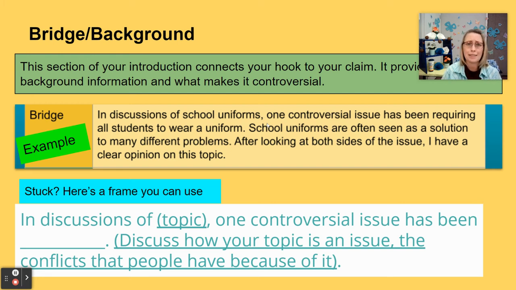Now be careful because a number of students just plugged their topic into the second sentence. So they had something like, in discussions of college athletes, one controversial issue has been requiring all students to wear a uniform. What? No. And then they'll say, college athletes are often seen as a solution to many different problems. That makes no sense. So use the frame, but fill it in for your topic, something that makes sense for your topic.